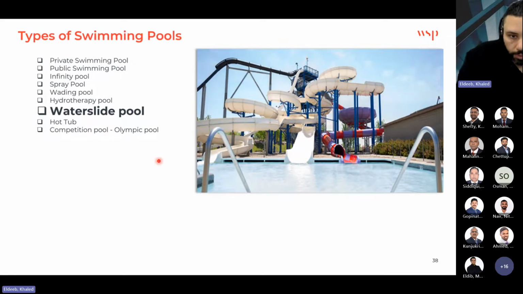Water slide pool, which is also part of the water park. In water slide pools, it's highly recommended to use dedicated pumps for the water slides. So here, when I say we need to use a separate pump, it is related to safety more than functionality, like in the spray pool. So here it is more related to safety, very important. So a dedicated pump for the water slide, separate from the regular filtration system, is required.